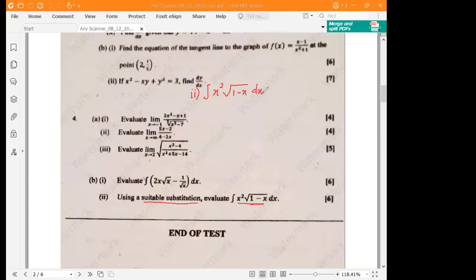So you let u be 1 minus x, the expression inside the root, and then differentiate u. You get negative 1 multiplied by dx. So you let u be the expression in the root, and then you differentiate it.